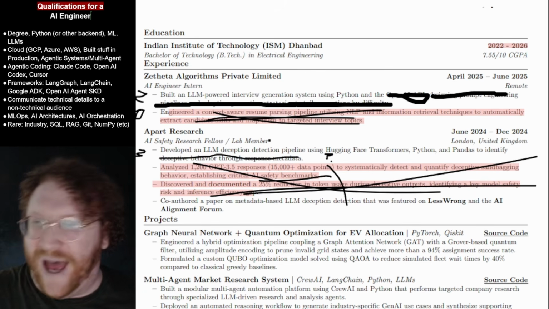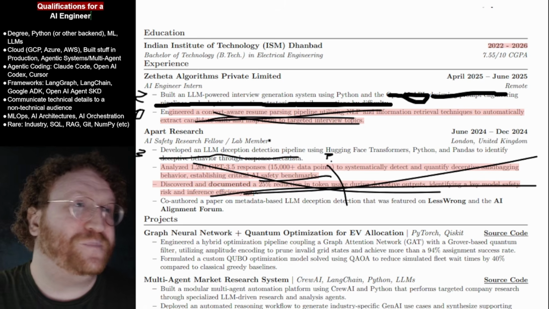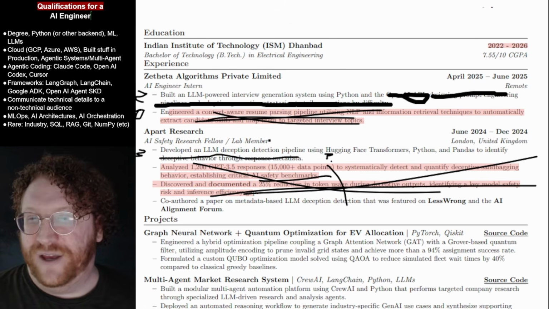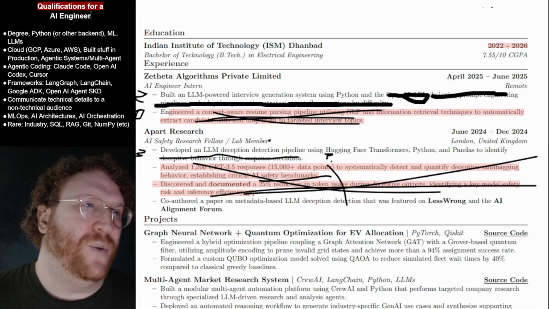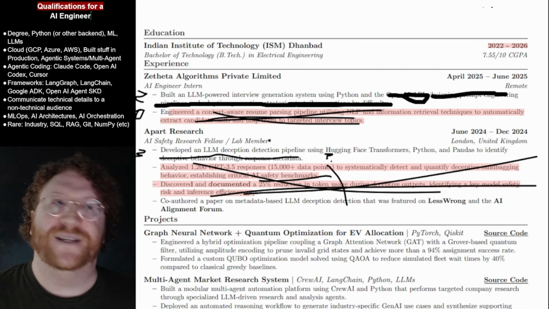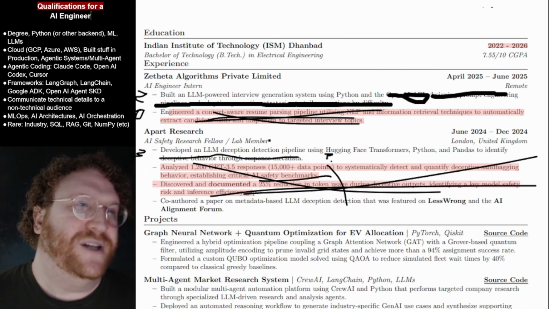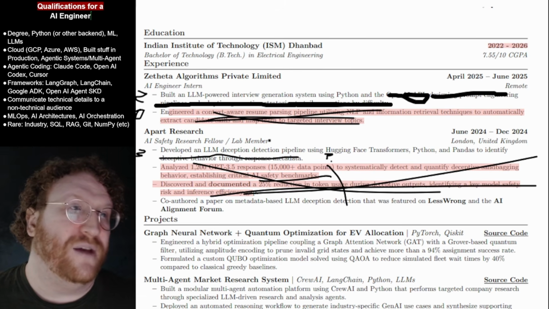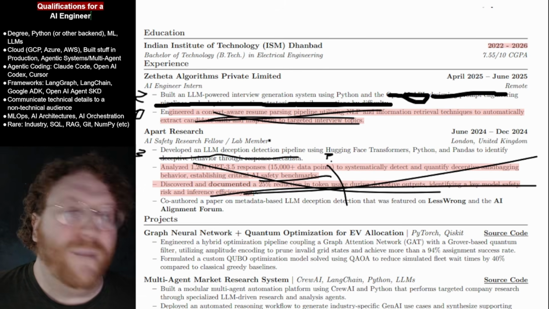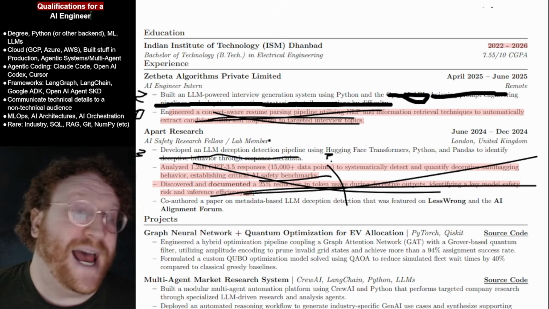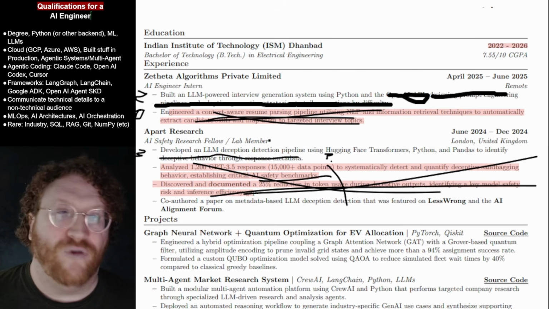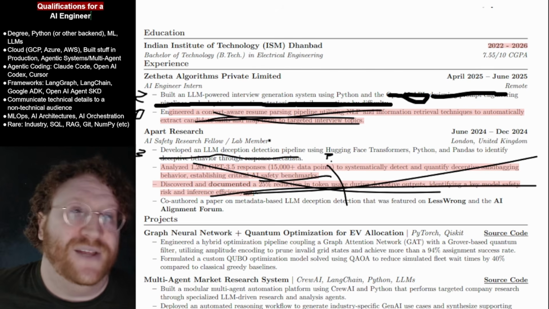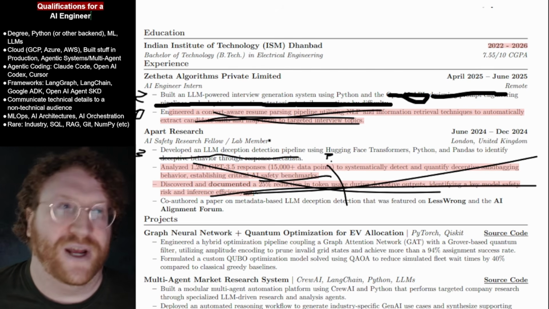And then the problem I have is I don't see cloud. I don't see that you've built stuff through production in zero to one. I don't see any agentic systems or multi-agent work. I don't see agentic coding. I don't see the frameworks I'm looking for. Again, NumPy and Hugging Face are a nice to have, but they're not the things I'm looking for. I'm looking for agentic stuff. This is the hotness in the market right now.